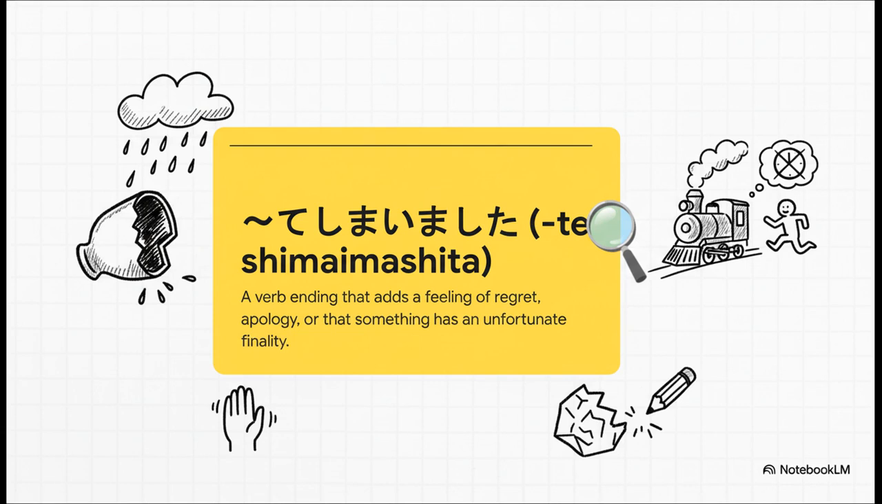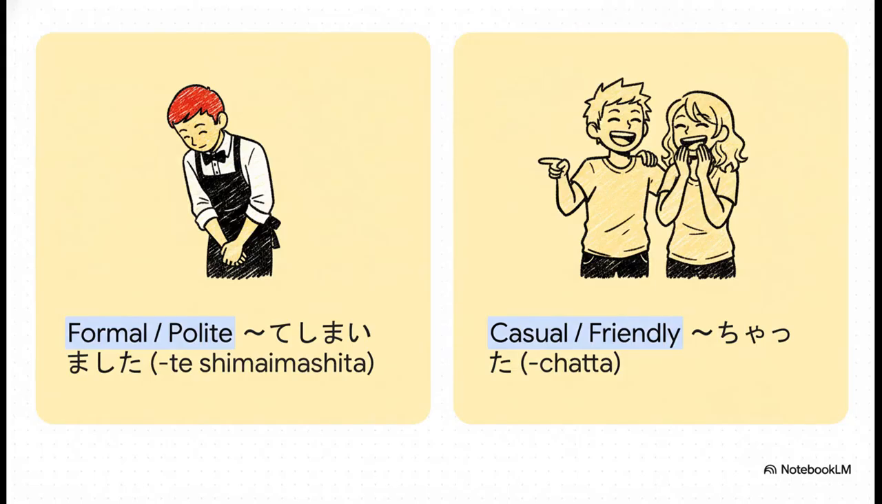So the key takeaway here is that adding te-shimaimashita to a verb is like injecting it with emotion. It instantly communicates regret, or an apology, or just that feeling that something has happened and you can't take it back. It's perfect for missing a train, forgetting your homework, or, yep, breaking a cup. And hey, here's a quick pro tip for you. While te-shimaimashita is fantastic for polite situations, like at your job, when you're just talking with friends, you'll almost always hear it shortened to chatta. It has that same oops feeling, just in a much more casual way.